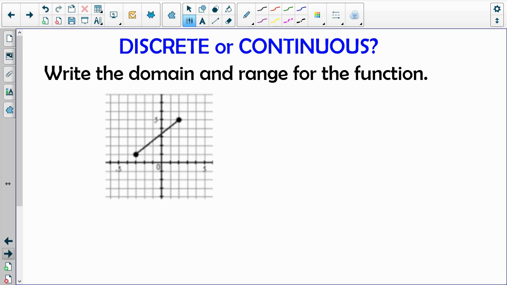It is continuous because it connects one to the other. Now, my domain, I'm supposed to write all the x's down. But if this includes all the decimals from here to here, there's no way I can list them all. There's a gazillion decimals between -3 and 2. So to do this, we are going to use our inequality notation. You write up your inequality notation.